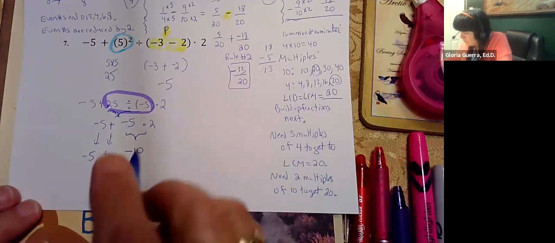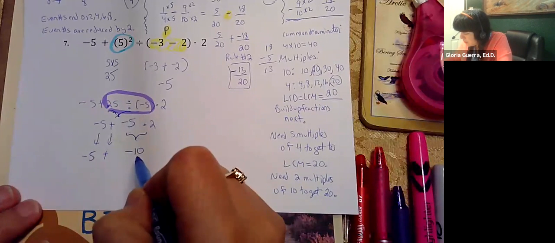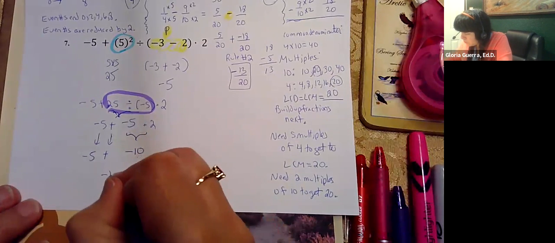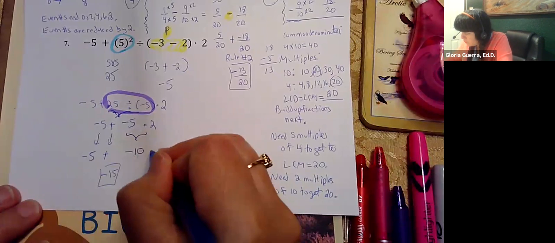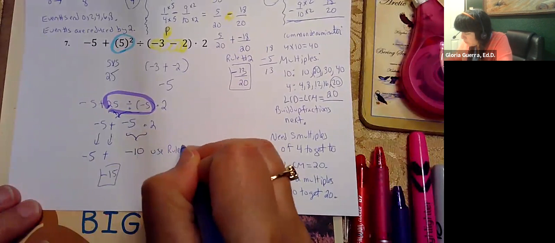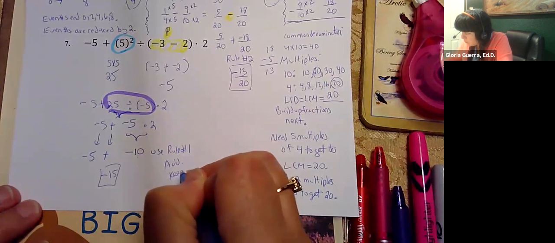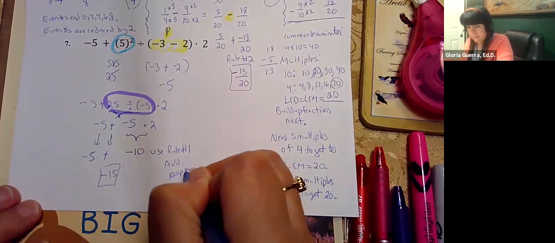Okay, so -5 times 2 is -10. -5 plus -10 is -15. Because you're using rule number 1. You're just adding them up. You're just keeping the negative sign.